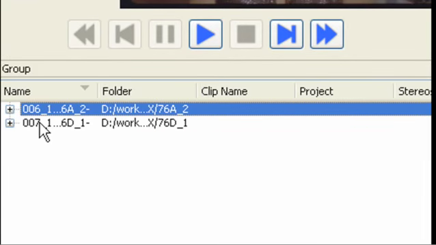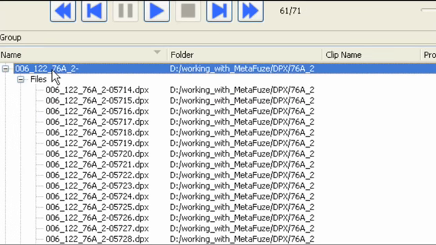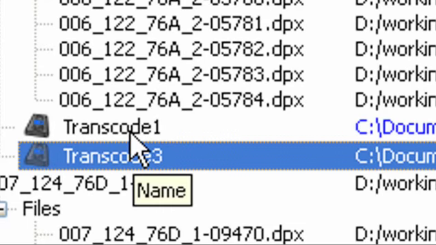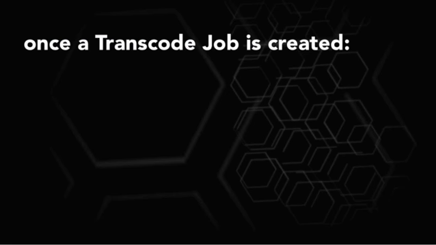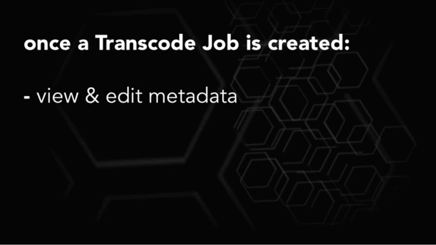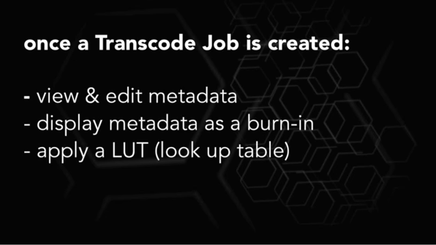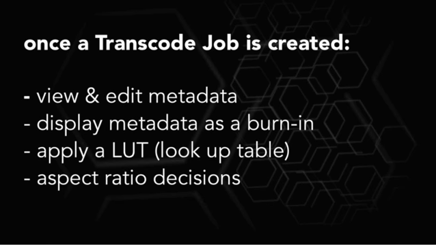So here are the groups we were working with earlier, and you can see that multiple transcode jobs can be created and applied to groups of files. Once a transcode job has been created, you can edit the metadata, display the metadata as an overlay, add a LUT to correct for different color spaces, as well as select a different conversion mode based on source aspect ratio to best fit the 16:9 target.